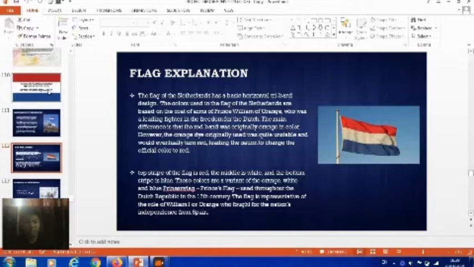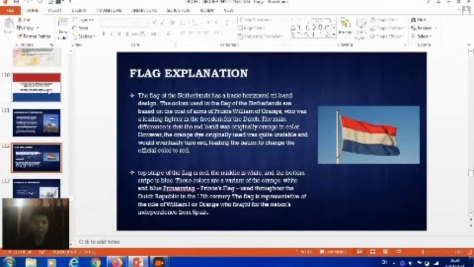The top stripe of the flag is red, the middle is white, and the bottom is blue. The colors are variants of orange, white and blue, preserved from the Dutch Republic, representing the royal William of Orange.